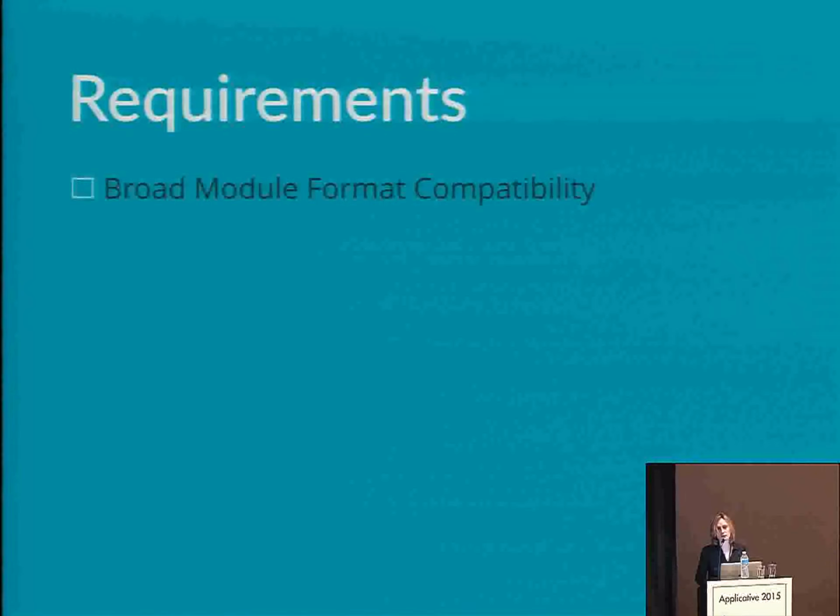The first one is the broad module format compatibility. You are going to pick for your own code base one module format. It may be AMD, CommonJS, whatever you want. But the thing is, you're also going to use third-party libraries at one point or another. So you have to make sure that you will be able to use them. You don't know which module format they are going to use. Maybe they are using UMD if you are lucky, but if you're not, you need to be able to integrate those third-party libraries in your static assets pipeline.